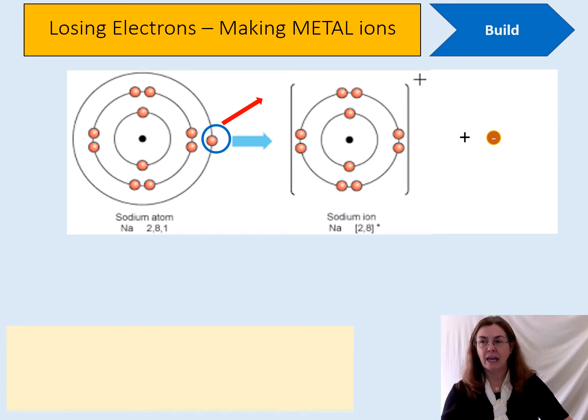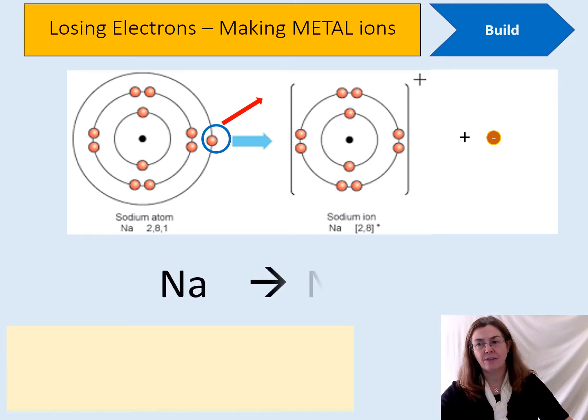Because it's lost an electron, and the electron's negatively charged, there it is on its own, it does mean that the sodium ion will be positively charged. Okay, so we've got conservation of charge, we've got a 1 plus charge, which is the sodium, because it's lost the negative charge, which is the electron. So overall, we can see there we've got a balancing of charges.